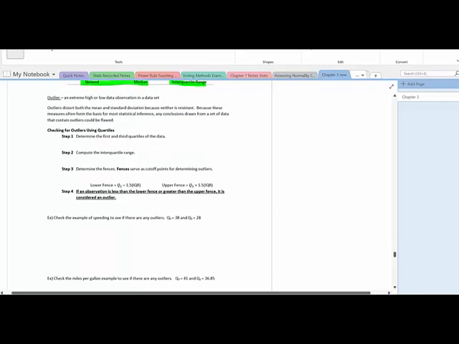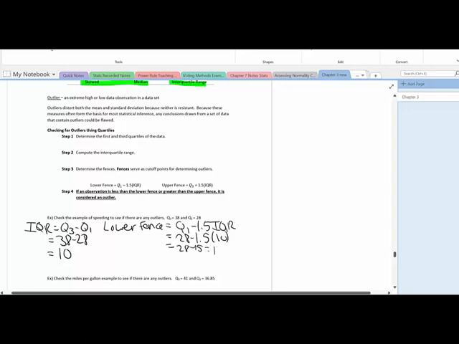Okay, so let's take a look at a couple of examples. Let's start with the speeding. So I've already written out here that the third quartile is 38 and the first quartile is 28. So first off, let's identify the IQR. That's Q3 minus Q1. That is 38 minus 28. That is 10. Okay, now let's do the lower fence. Well, that formula is Q1 minus 1.5 IQR. Q1 is 28. We know the IQR is 10. That's 28 minus 15, and that is 13. The upper fence, that's going to be Q3 plus 1.5 IQR.